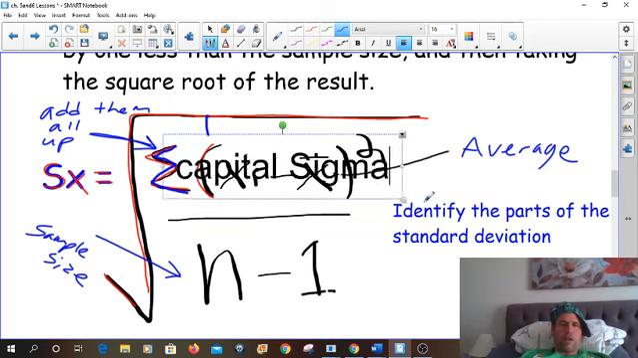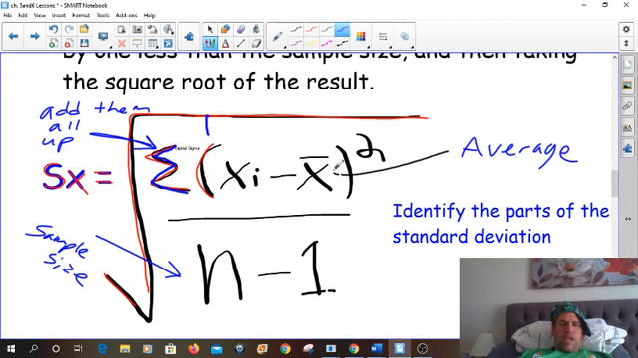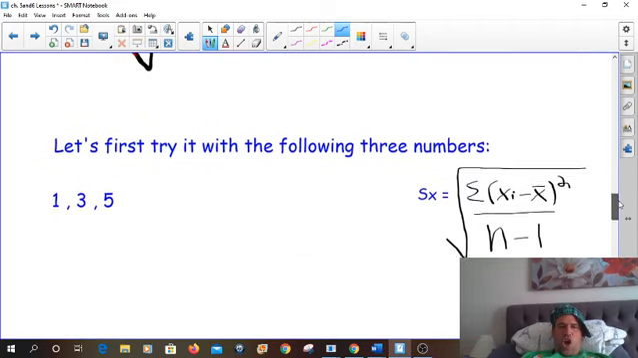Capital sigma. Awesome. Then over here again is x bar, which is the average. The square means to square them all. And this x sub i represents each of your data, each of the numbers in your data set. Then instead of adding them all up and dividing by n, you add them all up and divide by n minus 1. n is your sample size, your number of numbers, and then minus 1. So we identified the parts of the standard deviation. Now let's give it a try.